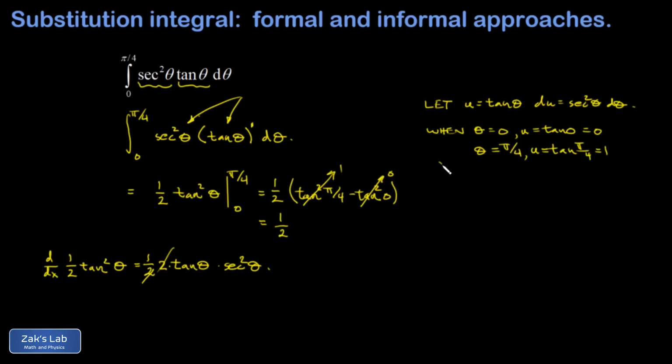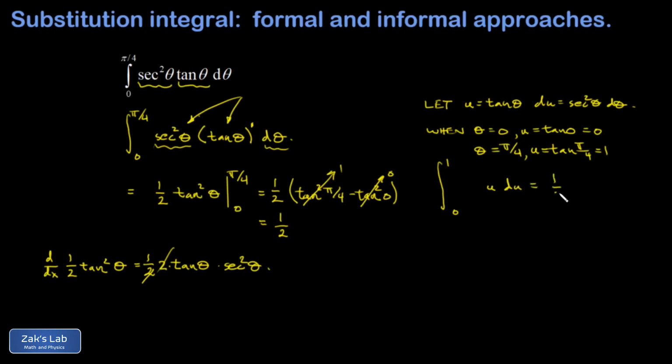So then we rewrite our integral. That's going to be the integral as u goes from 0 to 1. And then the tangent theta piece, that's just u. And then the secant squared theta d theta piece, that's just du. So I have the integral from 0 to 1 of u du.